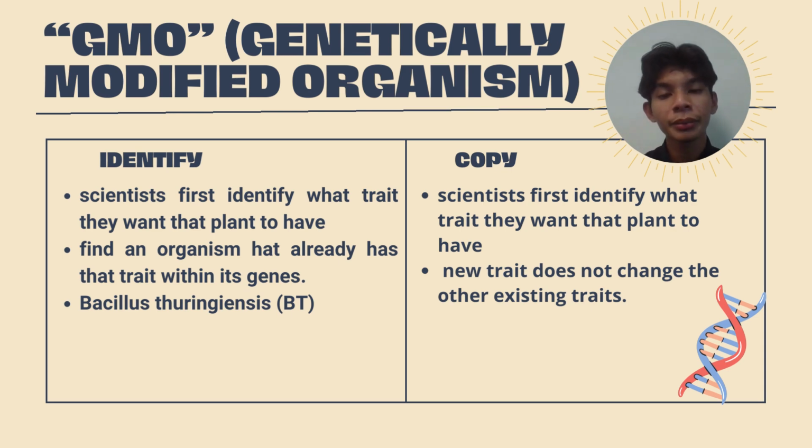Then the next process is called copying. By copying, scientists copy the gene for the desired trait, and the new trait does not change the other existing traits. For example, using Bt corn, they copied the gene in Bt that would provide the insect resistance trait.